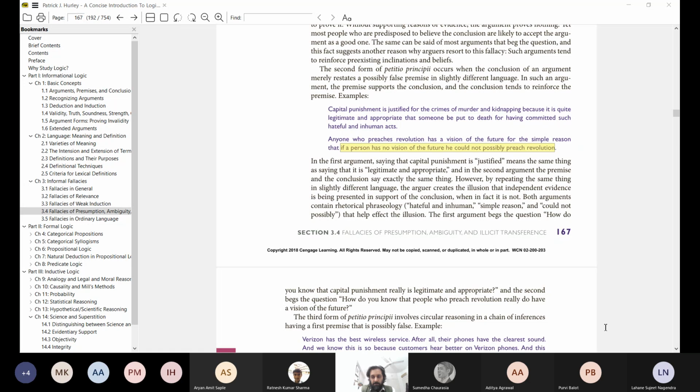Let's say the premise is all A's are B's, and the conclusion, therefore, all not B's are not A's.